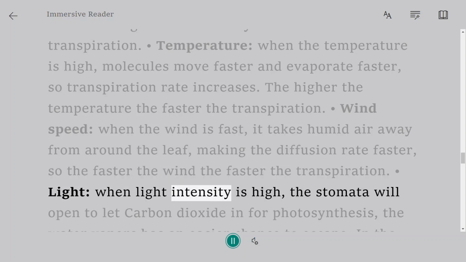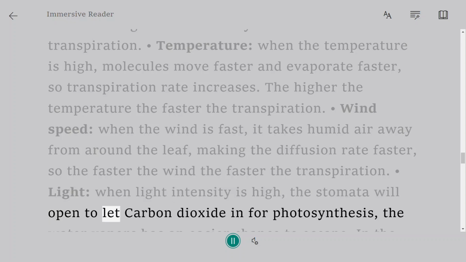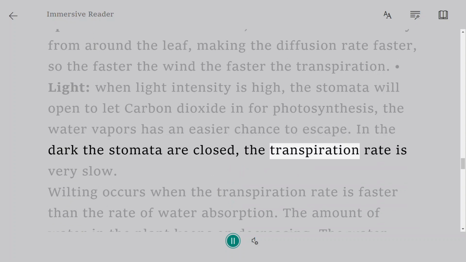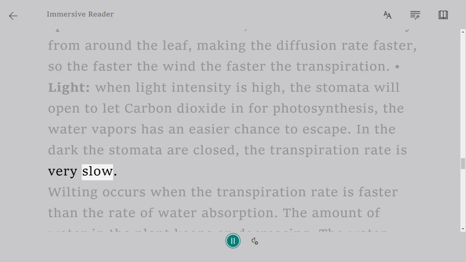Light: when light intensity is high, the stomata will open to let carbon dioxide in for photosynthesis, and the water vapor has an easier chance to escape. In the dark, the stomata are closed, and the transpiration rate is very slow.